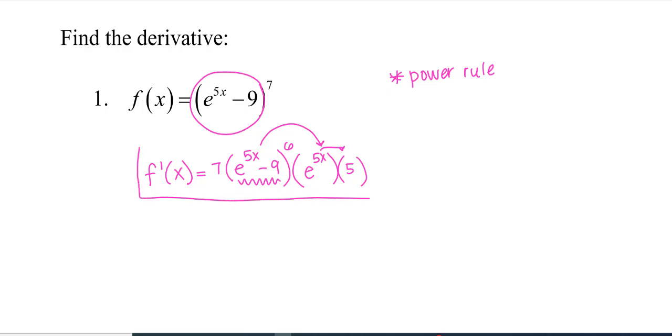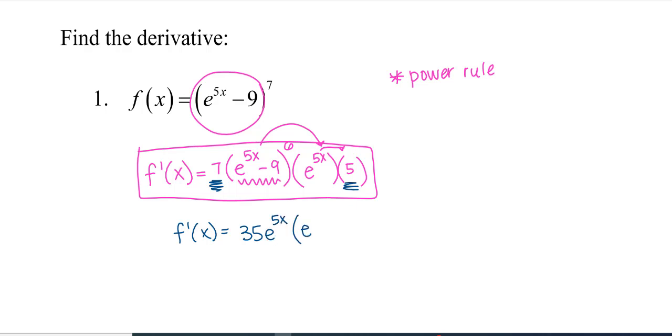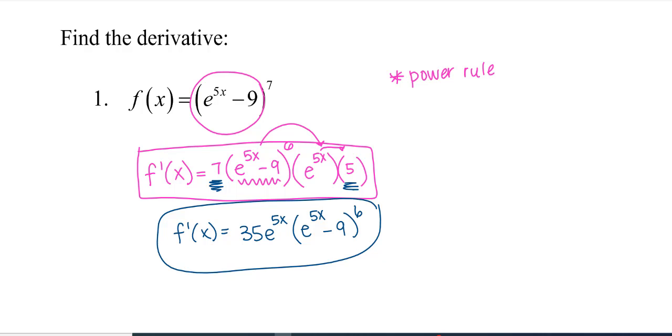I have an appropriate correct derivative right here. If you wanted to do a rewrite, because maybe I can see an opportunity to multiply, 7 times 5 is 35, and I'll just write that e to the 5x also in front of the quantity e to the 5x minus 9, all raised to the 6th. That just might be less typing. These are equivalent answers. So I did power rule followed by chain, and when I did chain, I needed the exponential function's derivative with chain again.